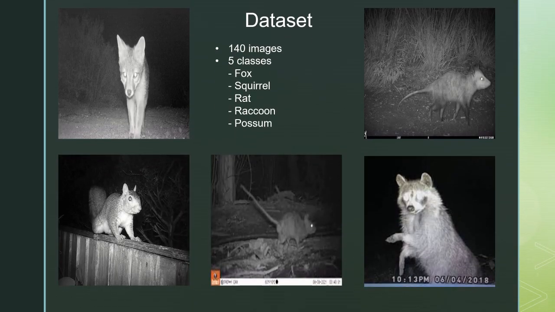So the dataset is a dataset that I created myself. I built it out of 140 images of 5 classes of animals. These are invasive animals that farmers do have problems with. They break into feed and they kill animals or they spread disease. And these classes are foxes, squirrels, rats, raccoons, and possums.